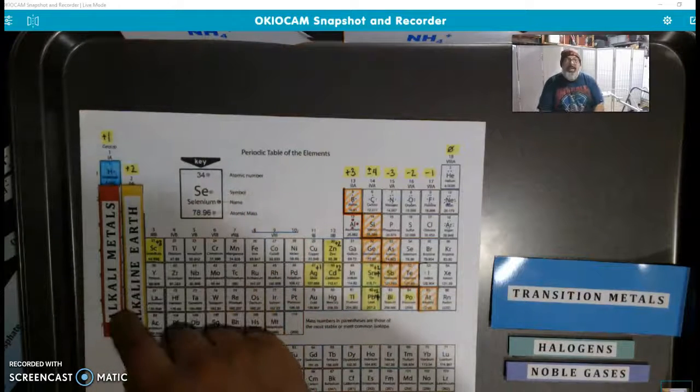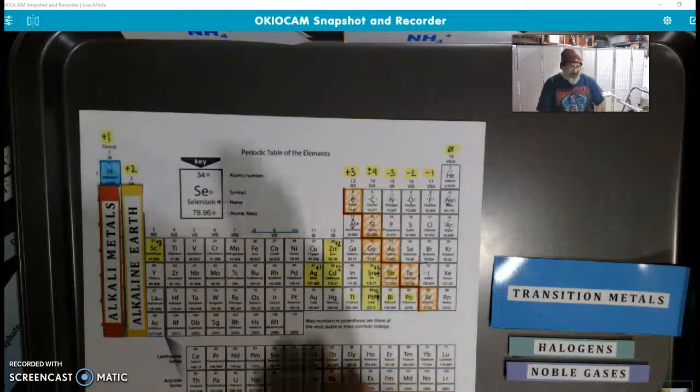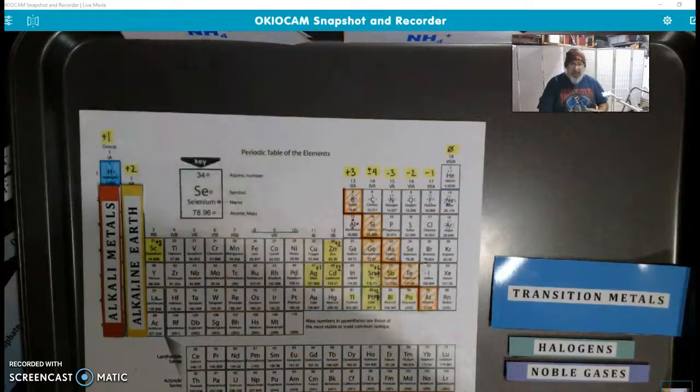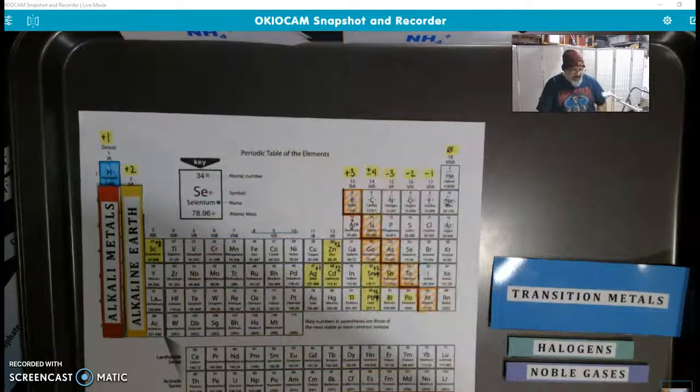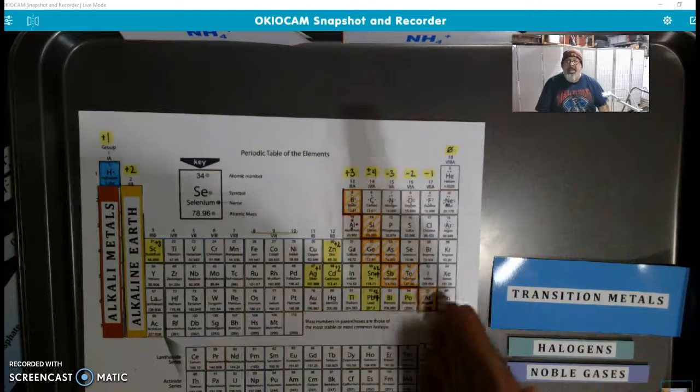Alkali metals are really reactive, and then second to that would be alkaline earth metals in terms of going from left to right, and they're reactive for different reasons than the halogens on this side.